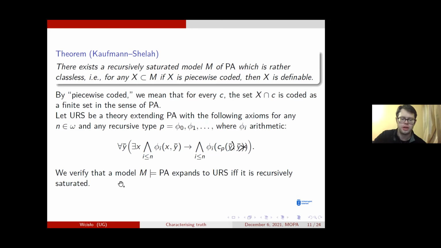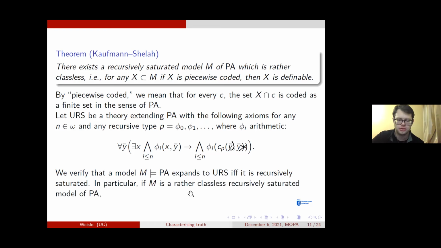Contrary to our previous conventions, here I don't add induction, so maybe to make it more consistent I should have named it URS minus. Then you can directly verify that a model expands to URS only if it is recursively saturated. So in particular, if M is a rather classless recursively saturated model of PA, then it expands to URS but not to UTB. So you cannot directly strengthen Kosak's theorem in that manner.